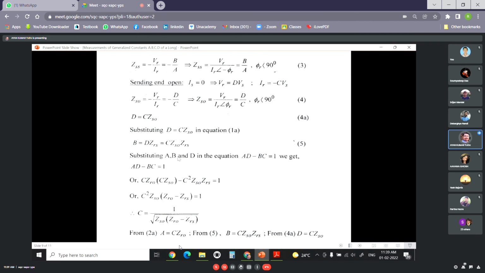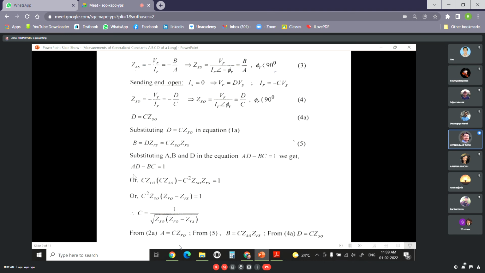Now we know that, whatever be the case, the transmission line is a reciprocal network. That means it may be asymmetrical or symmetrical, but whatever be the case, the transmission line will always be a reciprocal network. That is, AD minus BC should be equal to 1. So if we take that into account, AD minus BC is equal to 1.